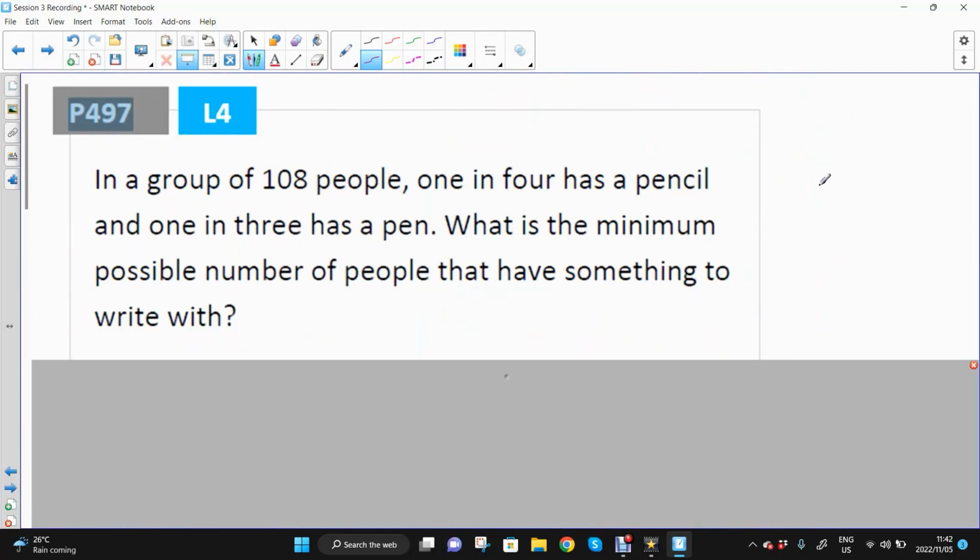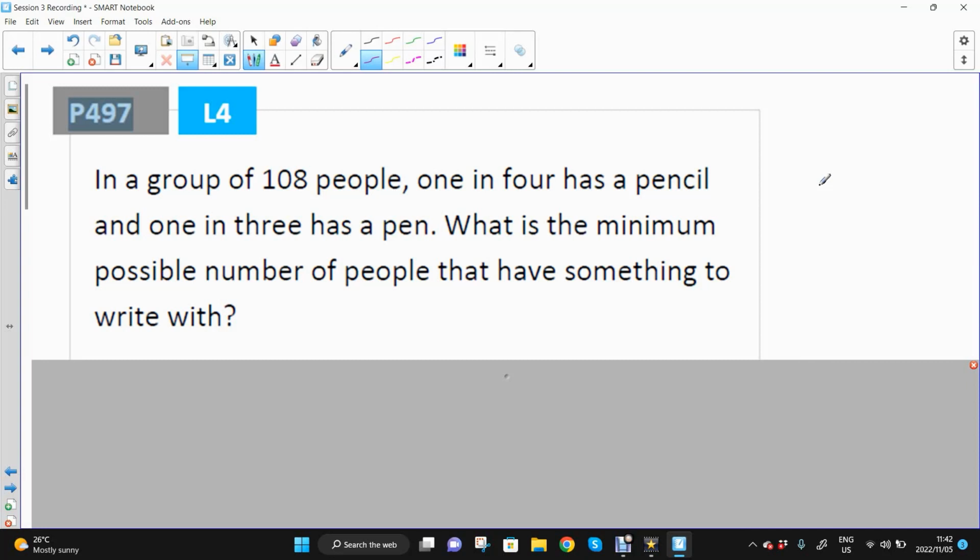In a group of 108 people, 1 in 4 has a pencil and 1 in 3 has a pen. What is the minimum possible number of people that have something to write with?